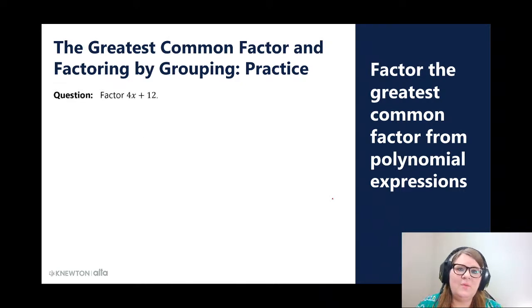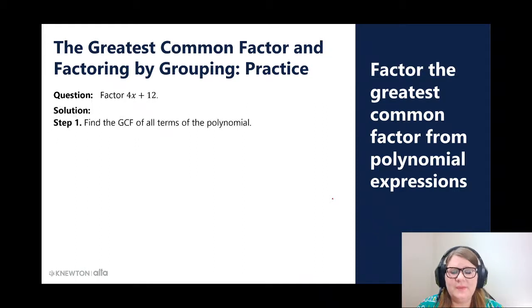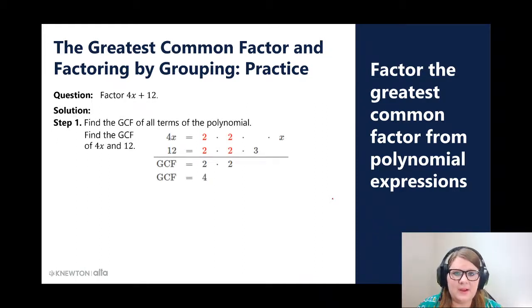All right, what if I have something like 4x plus 12? How do I factor that? Well, in this case, we're going to find the greatest common factor of each individual term. So 4x and 12, we're going to break up 4x to be 2 times 2 times x. 12 we can break up as 2 times 2 times 3. Notice that we have 2's twice, so we can carry those down. Our GCF, our greatest common factor, is now 2 times 2, which is 4.